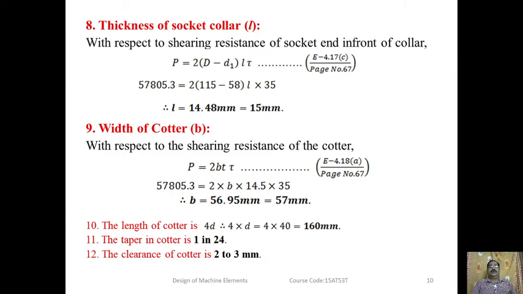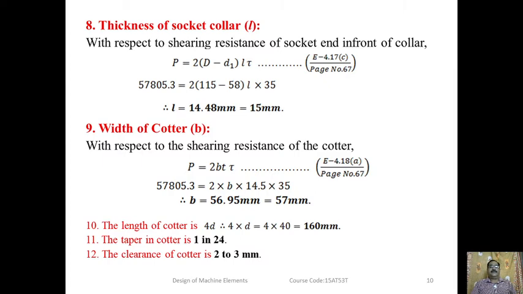So dear students, why should we use this equation only? We have to calculate the width of the quarter, that is small b, and small b is in this equation only. So that's why we have to use this equation, that is P is equal to 2 into b into t into tau, to calculate the value of small b. So that comes to 57 mm.